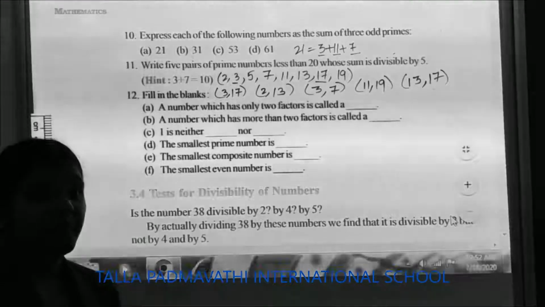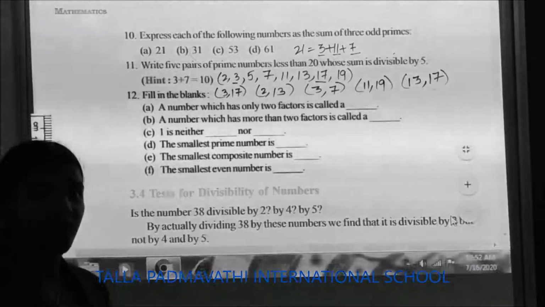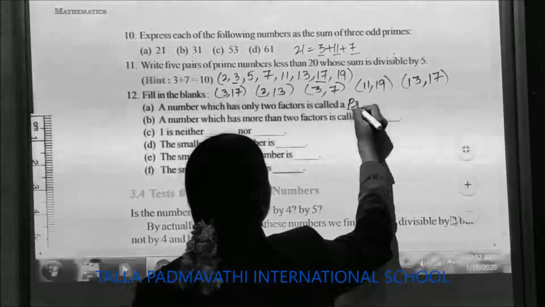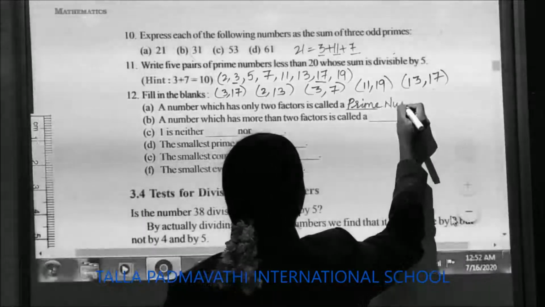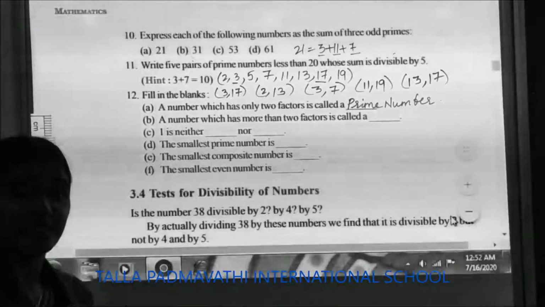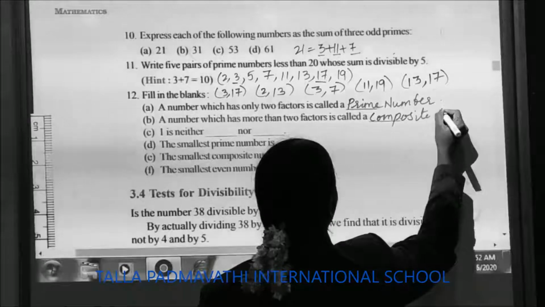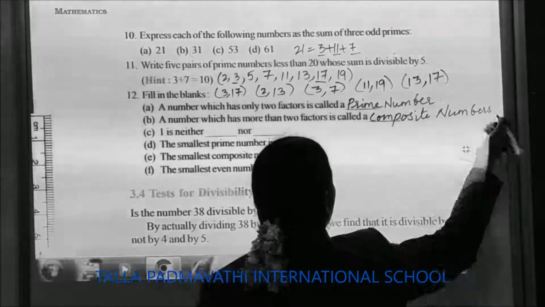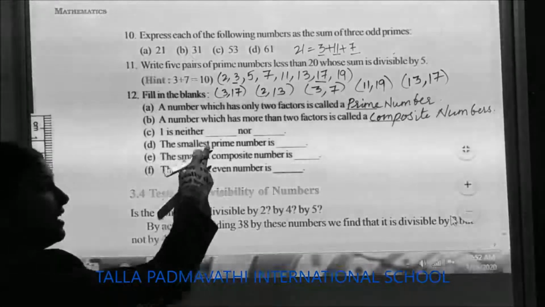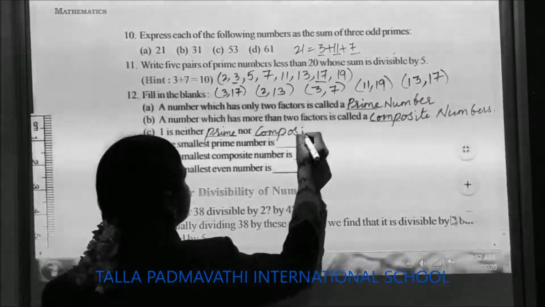Next, let us go to the 12th bit, that is fill in the blanks. A number which has only 2 factors is called what? Yes, that is a prime number. Next, a number which has more than 2 factors. Yes, that is a composite number. The numbers which have more than 2 factors are called composite numbers. 1 is neither prime nor composite. Very good.